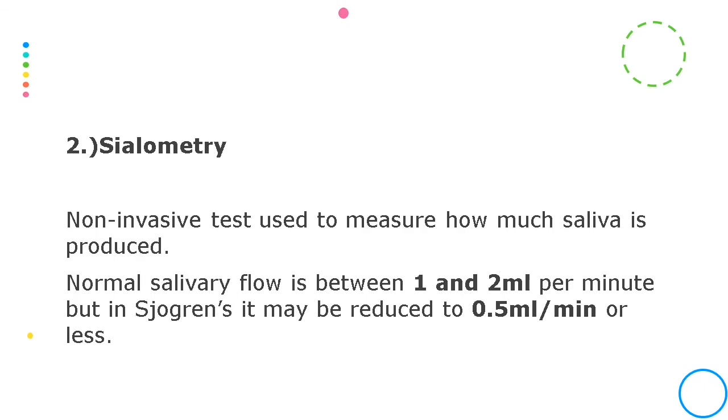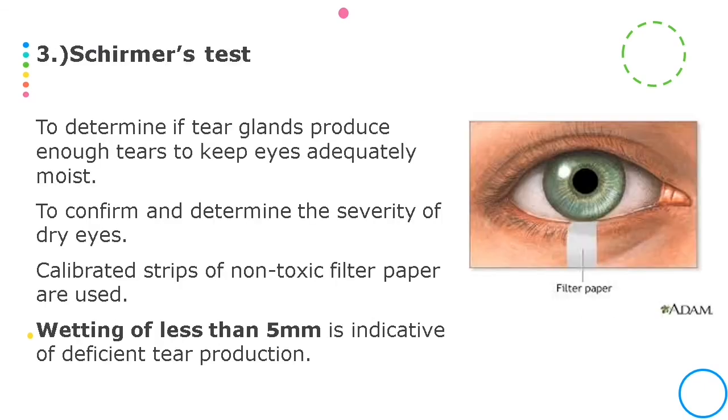The second investigation is sialometry. It is a non-invasive test used to measure how much saliva is produced. Normal salivary flow is between 1 to 2 ml per minute, but in Sjogren's, it may be reduced to 0.5 ml per minute or less. The third investigation is Schirmer's test.